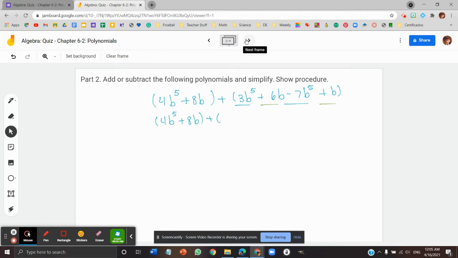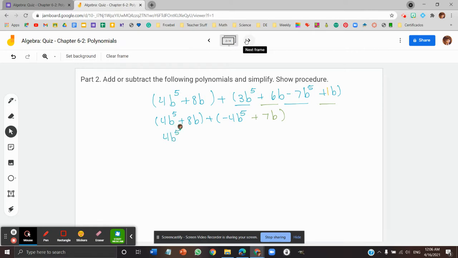And 3b to the 5th minus 7b to the 5th, 3 minus 7, right, is negative 4b to the 5th. And 6b plus b, again, remember that there is always a 1 there. So that would be 6 plus 1. That would be 7 plus 7b. Now I can dissolve the parentheses.